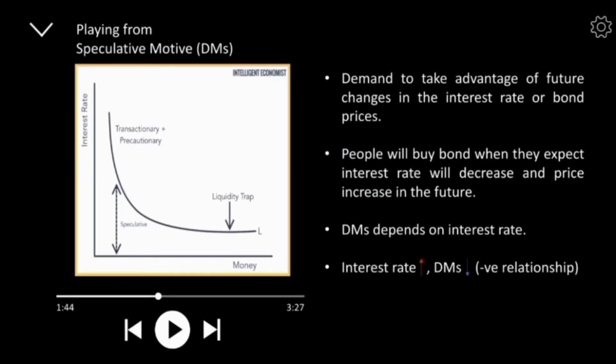Meanwhile, the third motive is the speculative motive. It explains the demand to take advantage of future changes in the interest rate or bond prices. So normally, people will buy bonds when they expect interest rates to decrease and prices to increase in the future. So this speculative motive depends on the interest rate.